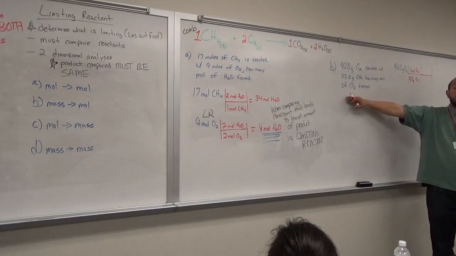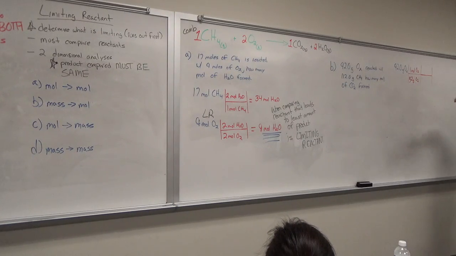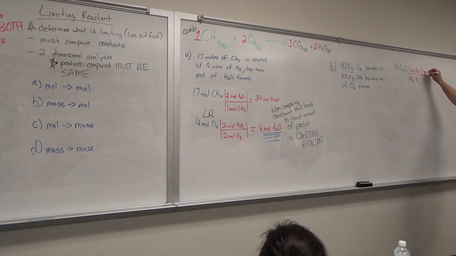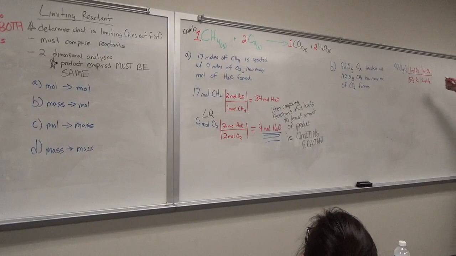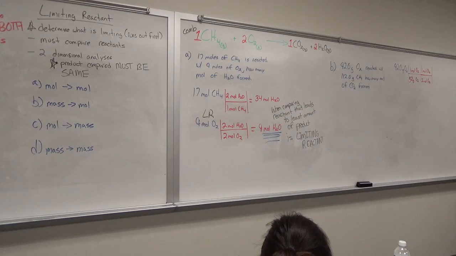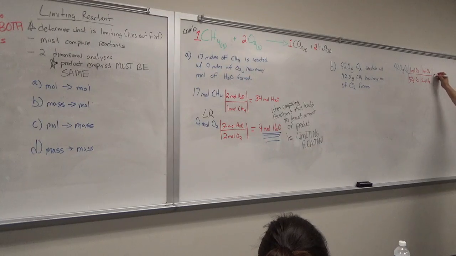The question has given us the product of interest. I'm going to show an example where we don't. But in this case, the product of interest is CO2. So for every 1 mole of CO2, there are 2 moles of O2. Remember, this comes from the balanced chemical equation. This comes from molecular weight, the periodic table. Now, we know how many CO2 is formed.